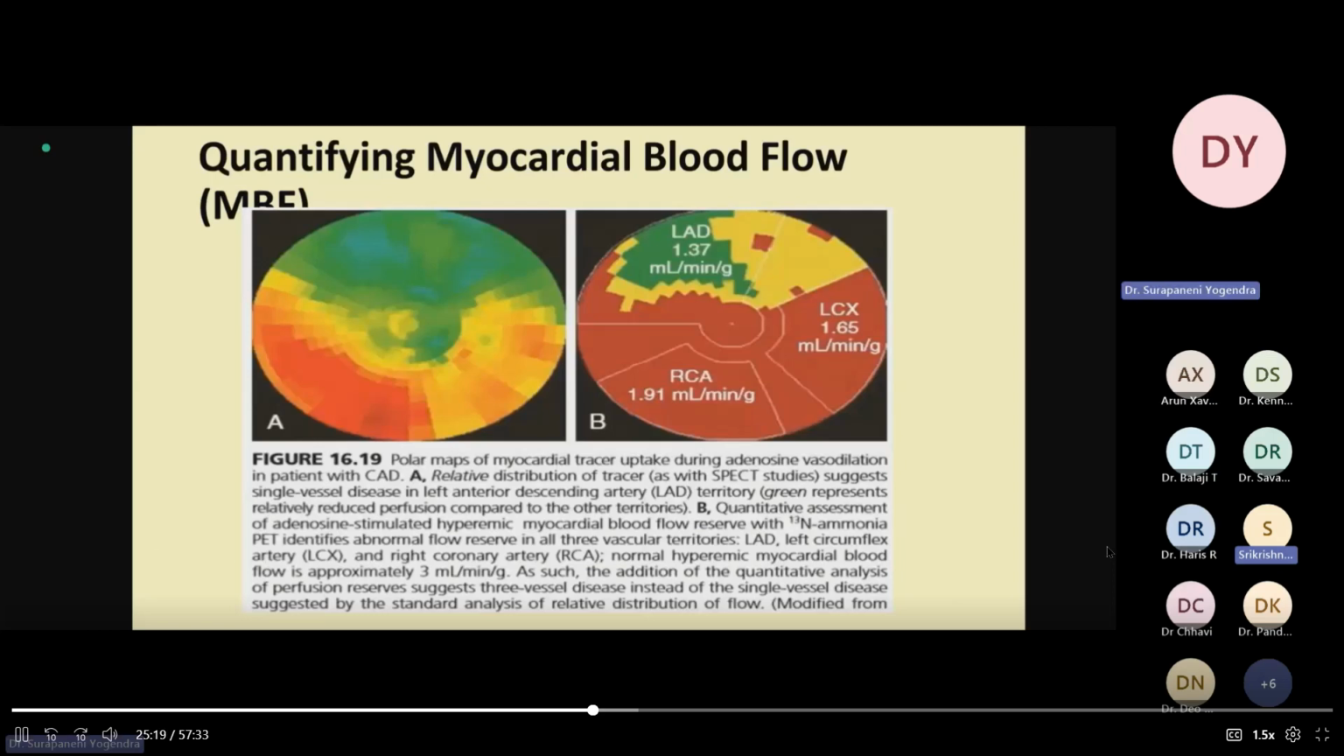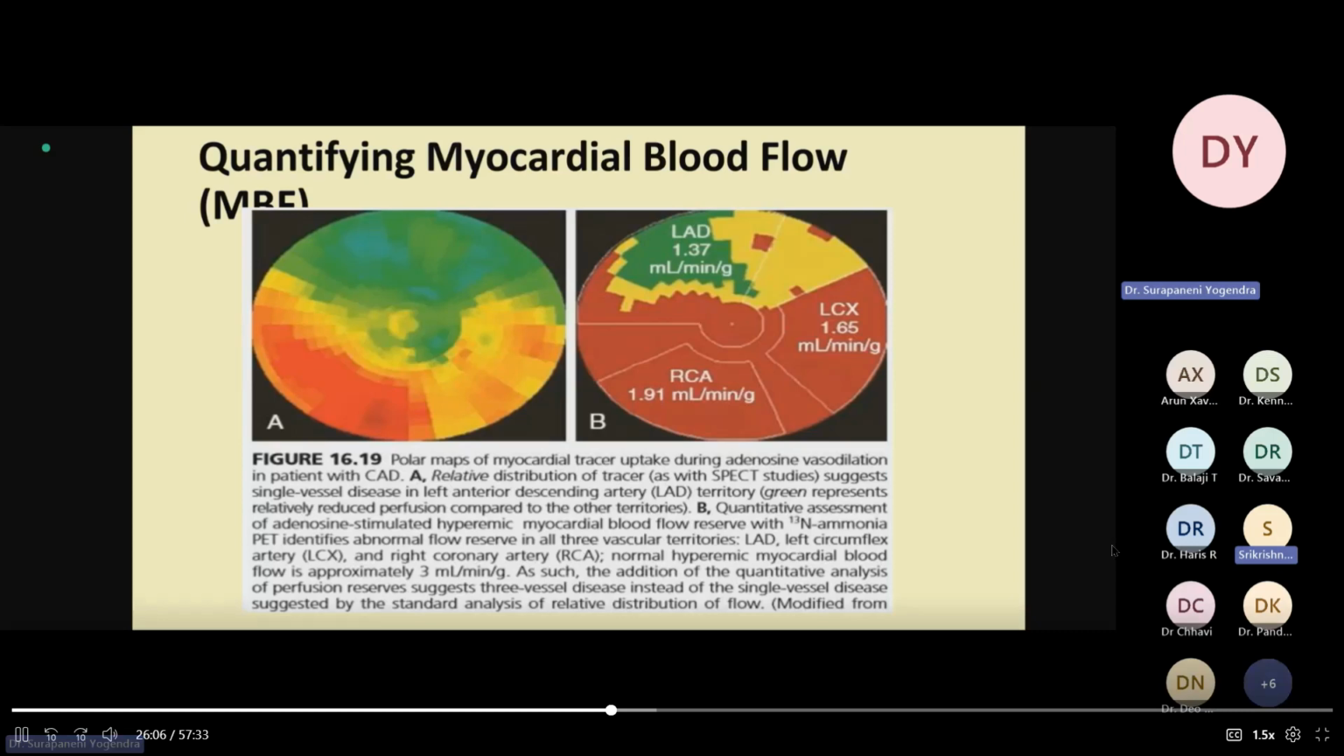Quantifying the myocardial blood flow. This is a polar map of myocardial tracer uptake during adenosine vasodilation in a patient with coronary artery disease. Here the relative redistribution of tracer, as with SPECT studies, suggests single vessel disease in the LAD territory. The green color represents relatively reduced perfusion compared to other territories. Then B shows quantitative assessment of adenosine-stimulated hyperemic myocardial blood flow reserve with ammonia-13. PET identifies abnormal flow in all three vascular areas: LAD territory, circumflex, and RCA territory.